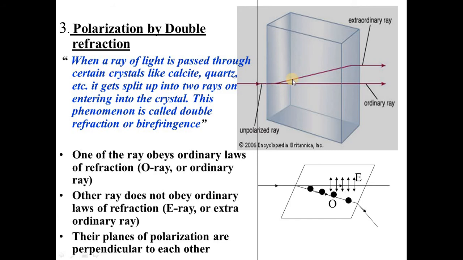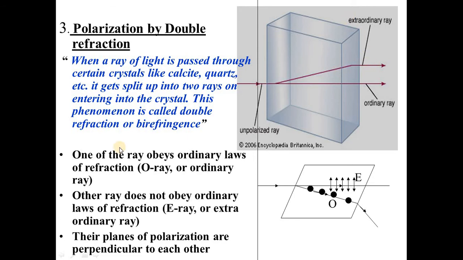Instead of a single refracted ray, you will get two refracted rays, and this phenomenon is known as double refraction, and it is also known by a new term, birefringence. Double refraction or birefringence is shown by certain crystals like calcite or quartz. And thus we obtain two rays, and one of the rays obeys all the laws of refraction, and it is called the ordinary ray, and the other does not obey the ordinary laws of refraction, and it is called the extraordinary ray.